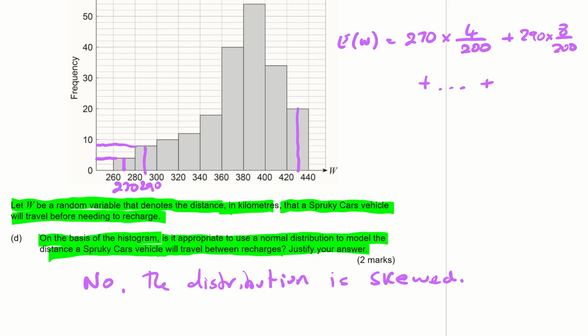We can see the last one here. That is going to be 430, and it is 20 out of 200. So we've got 430 times 20 over 200. If you do all of that and calculate it, it's a lot of work actually for a couple of marks. It's going to be 375.8 kilometers. And then it continues on to the next page.